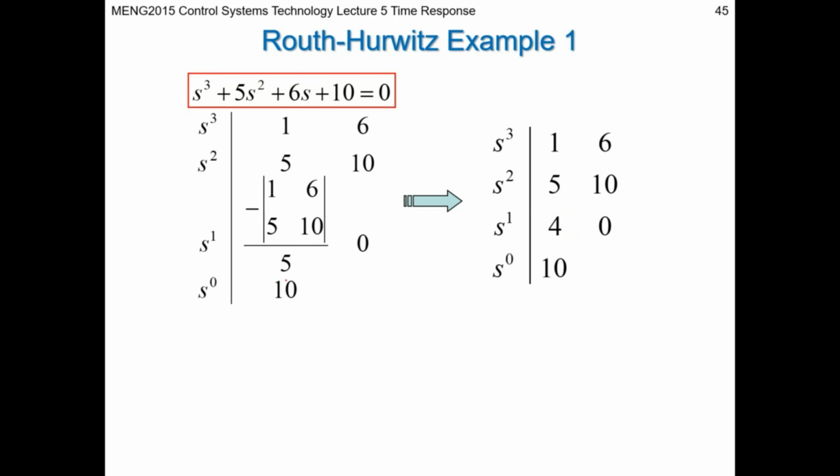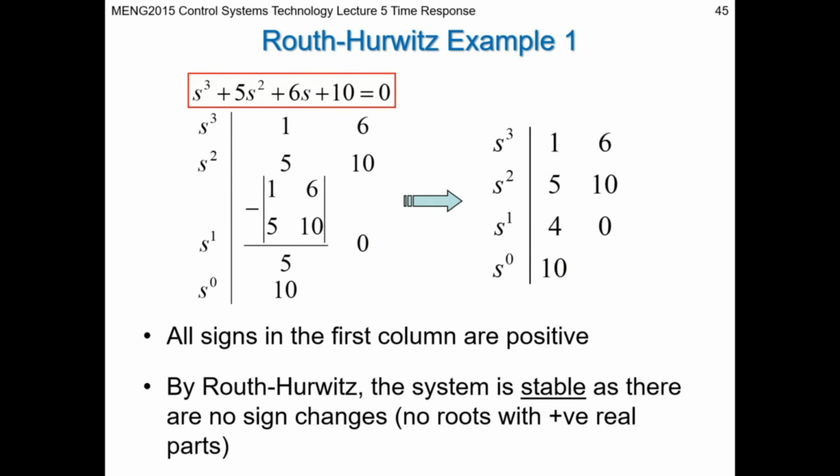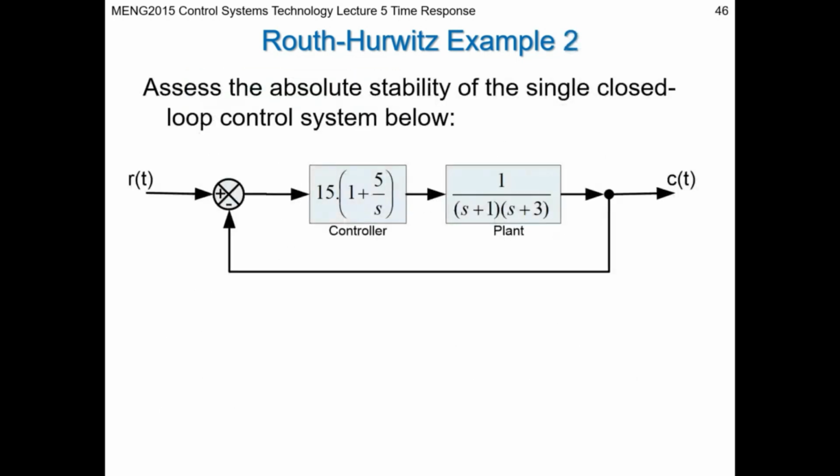How did we get the other terms? Well, for the s to the naught term, we just took our s to the naught term directly and dropped it in. And there's a 0 here because from our s to the 1 term, there are no more terms, so we just set that as 0. So this is our Hurwitz array that we've created, and now we can apply our conditions. All the signs in the first column are positive, and there are no sign changes, so the system is stable, and it means there are no roots with positive real parts.